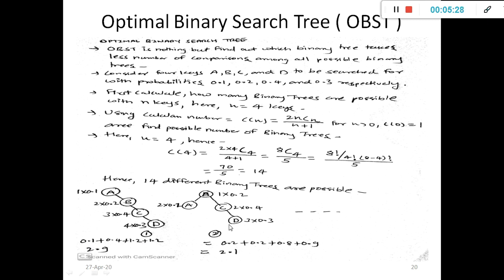Similarly, apply the comparisons and calculate the cost for the second binary search tree. You have to arrange it like this: use the key B as the root, and generate the new binary tree like this.